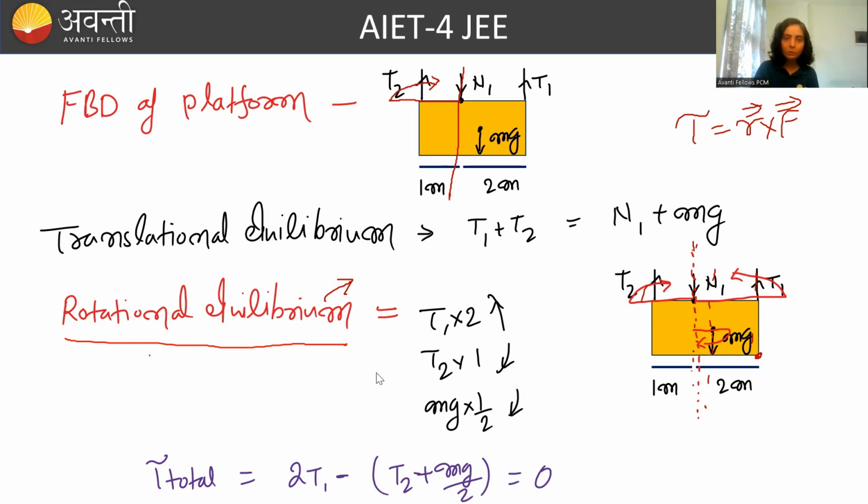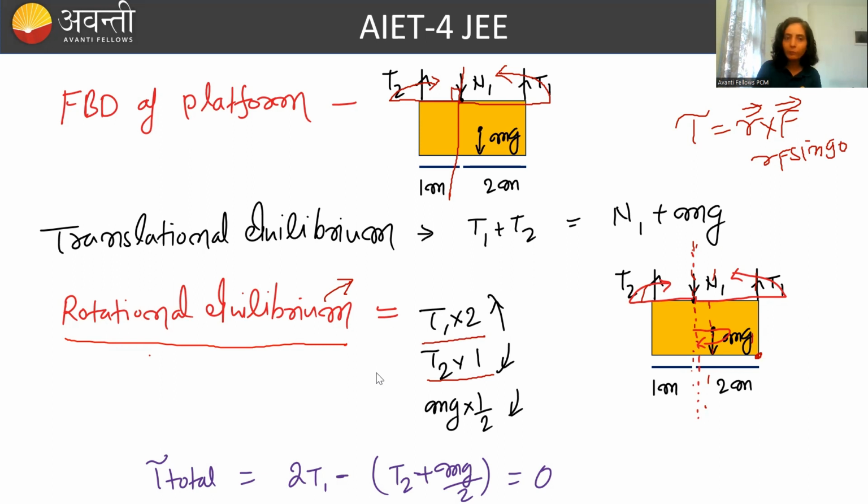So T2 into 1 meter. The distance R is how much? 1 meter. The angle is how much? 90 degrees. So R F sine 90. So this is T2 into 1, clockwise. Now for the torque of T1, if you calculate R cross F, the R value is 2 meters, and this torque is in the anti-clockwise direction. So T1 into 2, anti-clockwise.